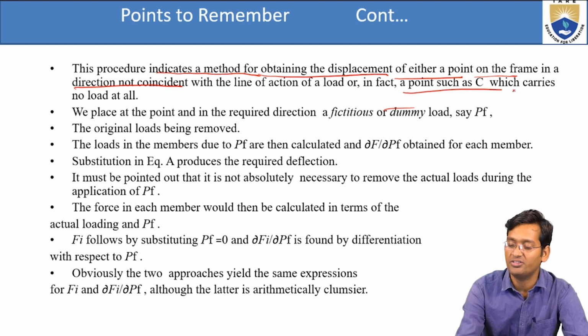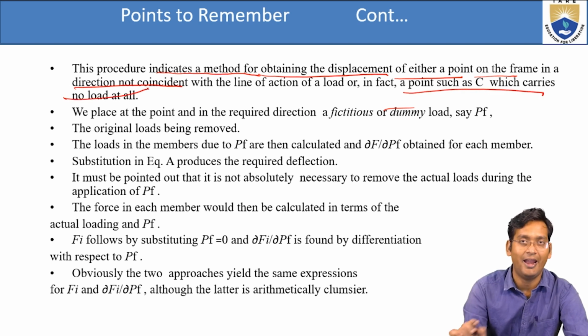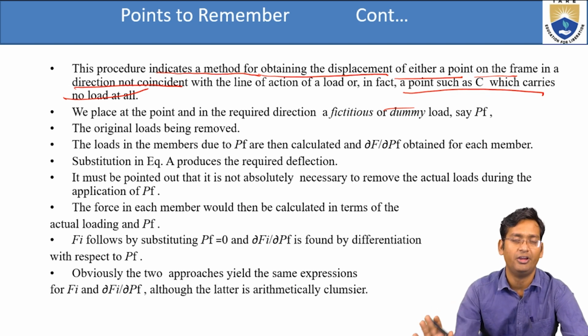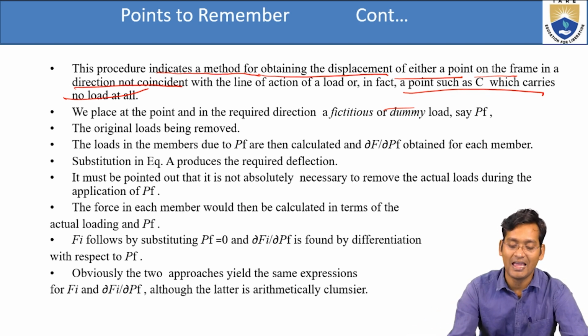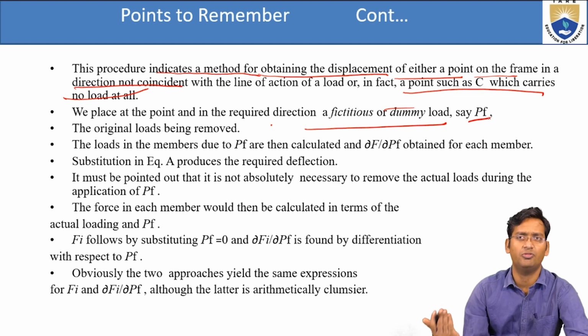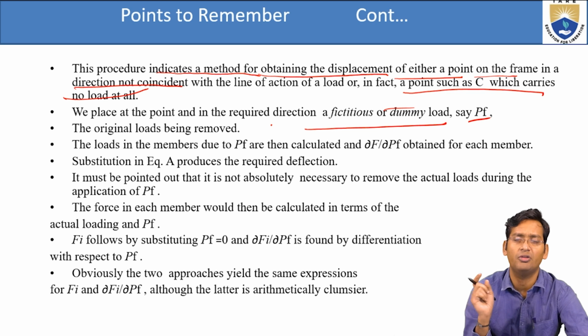A point such as C which carries no load at all. At C there is no load, which means there is no coincidence with the load, so we can find the deflection. We place at the point, and in the required direction, a fixed or dummy load PF. So here, PF or PC, whatever you like. At point C you put it, and PCF also you can write, meaning a virtual force or fixed force that you have to apply there.